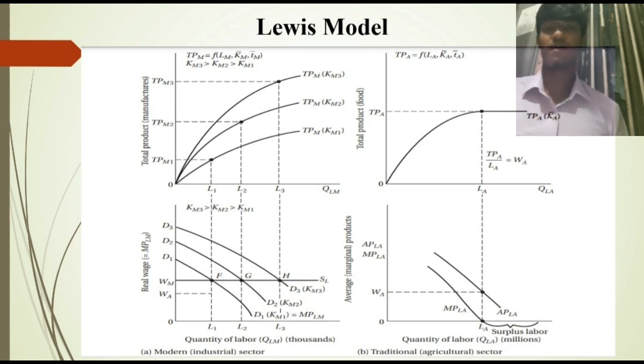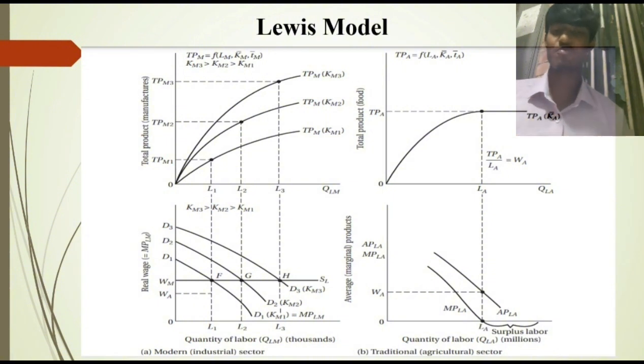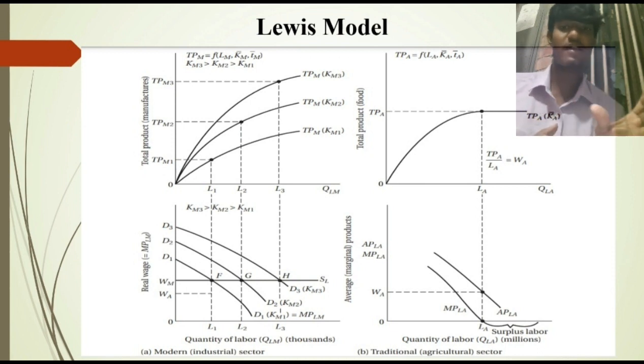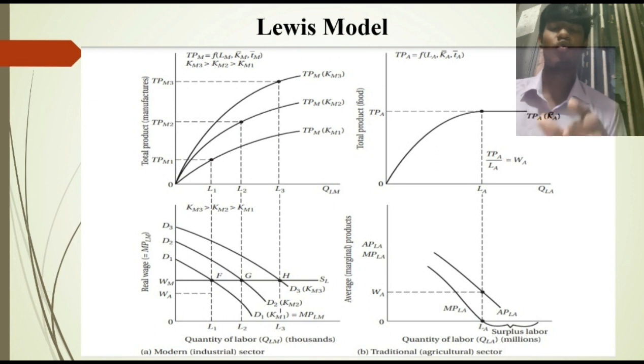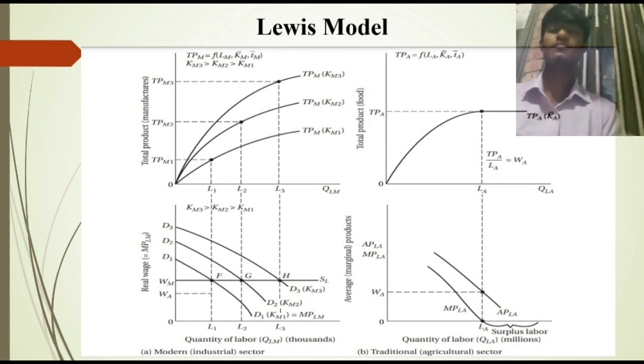Assuming 15 members are producing 15 units of product, their average productivity is 1. If 30 members are producing these 15 units of product, their average productivity will be 0.5, and the marginal productivity will be 0 at any time. The surplus labor will move from LA to QLA. This surplus labor will move into the manufacture sector.